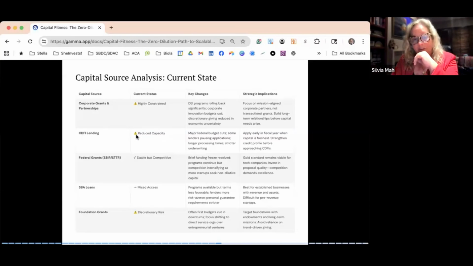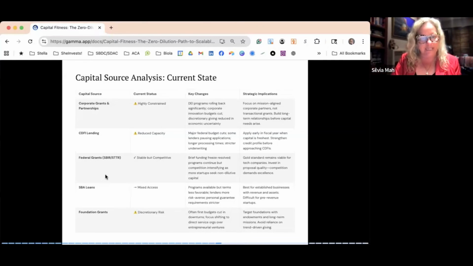CDFI lending is at reduced capacity right now. There are major federal budget cuts, some lenders paused applications, and there are longer processing times and stricter underwriting. Apply early in a fiscal year when capital is freshest; that would be my biggest tip. And strengthen your credit profile before approaching CDFIs. Don't go in saying, okay, my credit is fine. Ask what you can do to mitigate. Maybe meet with an advisor at SBDCs. We have financial advisors, so ask how to help your credit profile before you apply. Not let's apply and then figure it out. Just shift that focus a little bit.